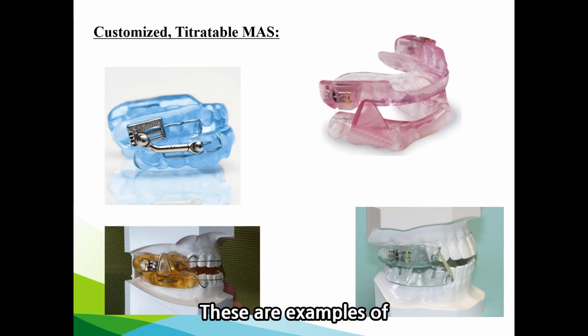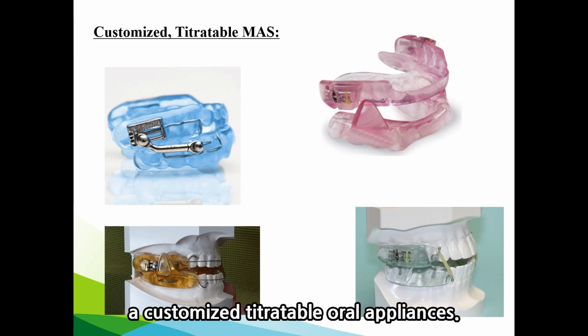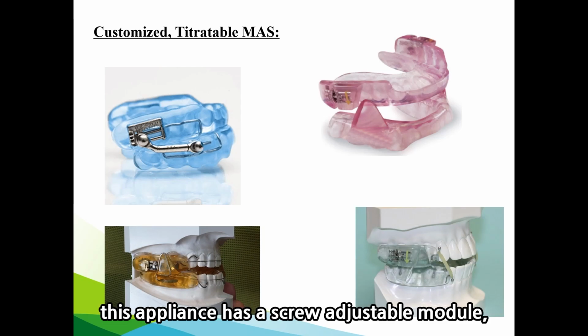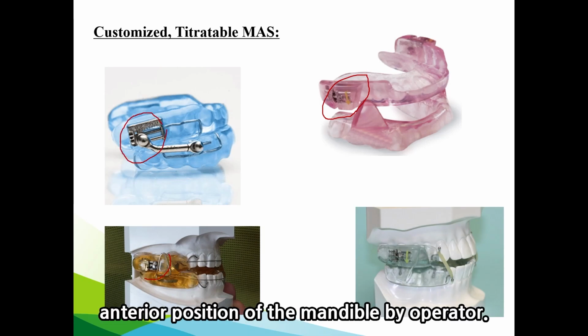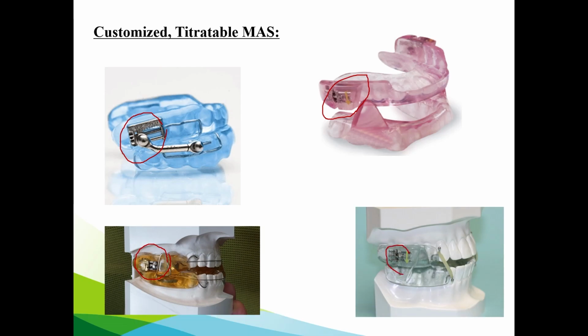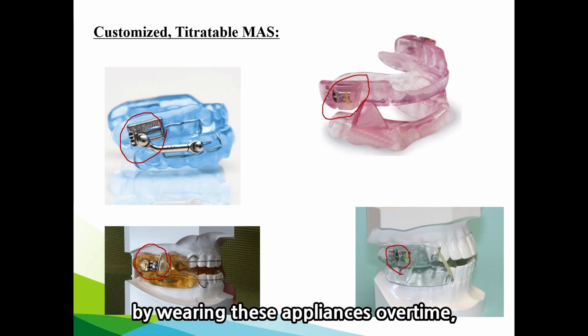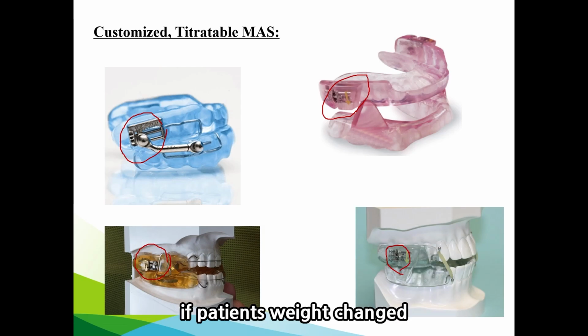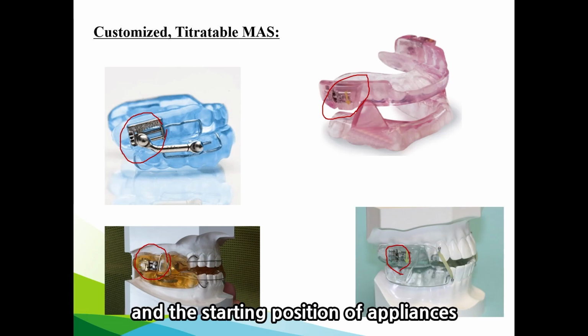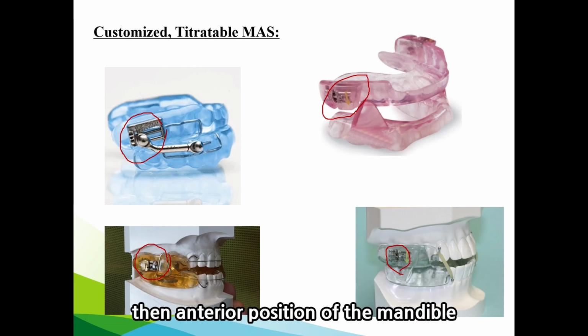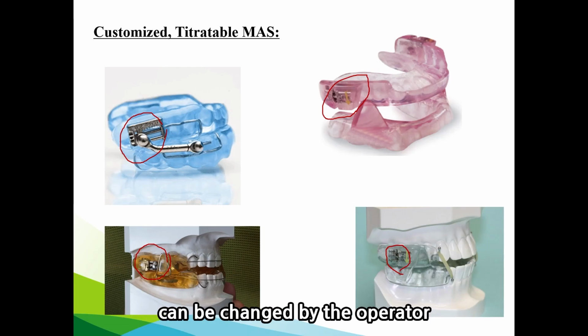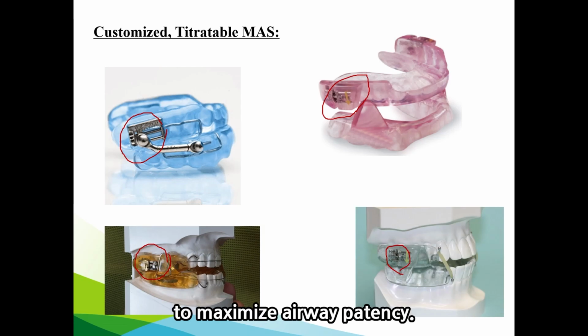These are examples of customized titratable oral appliances. These appliances have a screw adjustable module which can be used to change anterior position of the mandible by operator. For example, while wearing these appliances over time, if patient's weight changed and if starting position of the appliance is no longer very effective, then anterior position of the mandible can be changed by the operator to maximize airway patency.